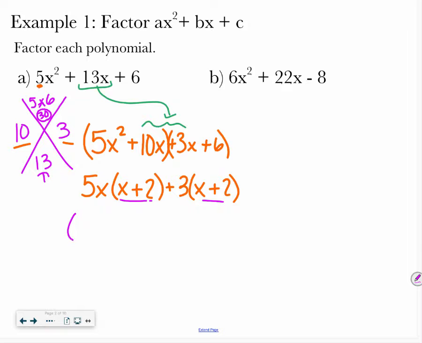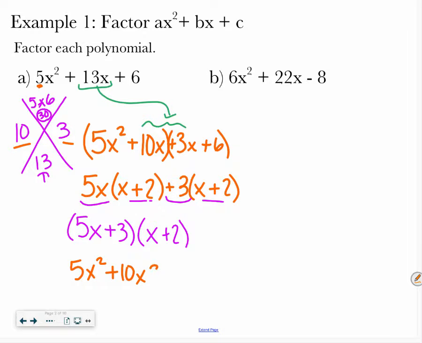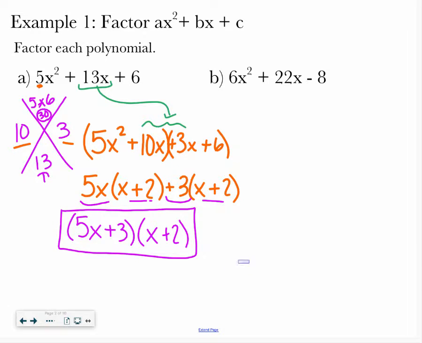Okay, so then our final answer ends up being 5x plus 3, because it's what we have outside of our parentheses, times x plus 2. And if I FOIL that, I have 5x times x, so I get that 5x squared, plus 5x times 2 gives me that 10x, plus 3 times x is 3x, plus 3 times 2 is 6. This becomes 13x, and I see I came back to the same thing I started with, so I know my answer is correct. That was just a checking method. Now I know that I am done.